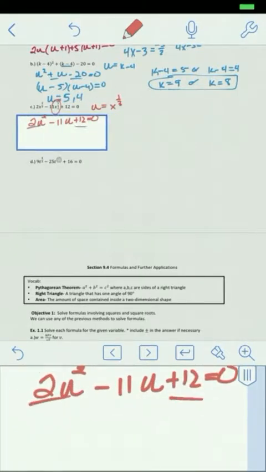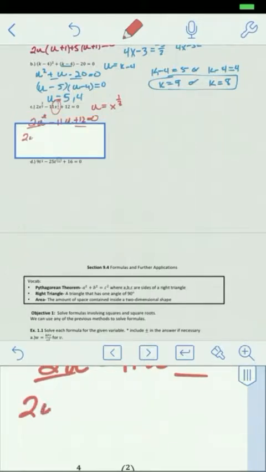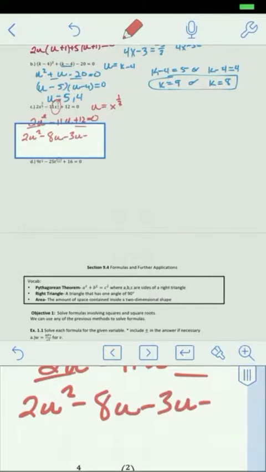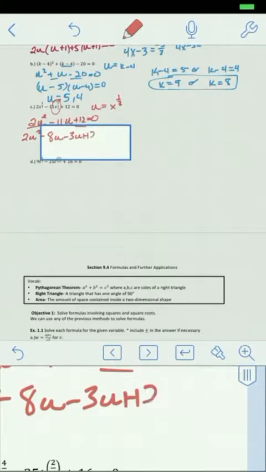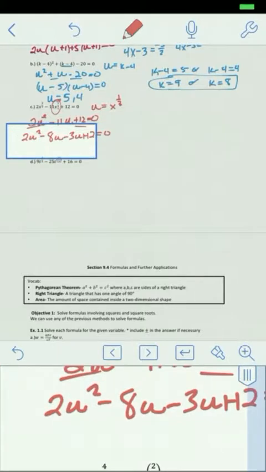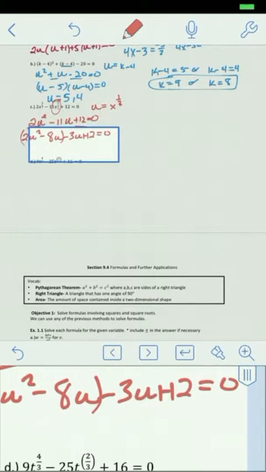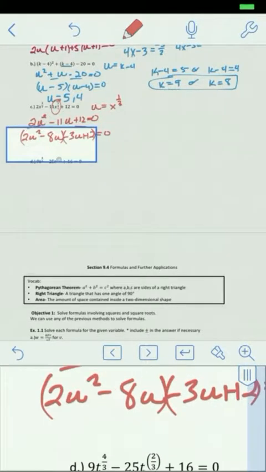Alright, two things that multiply to 2 times 12, so 24, and add to negative 11. It's not 20, 24, that would be negative 8 and negative 3. So 2u squared minus 8u minus 3u plus 12 equals 0. And then we factor by grouping.